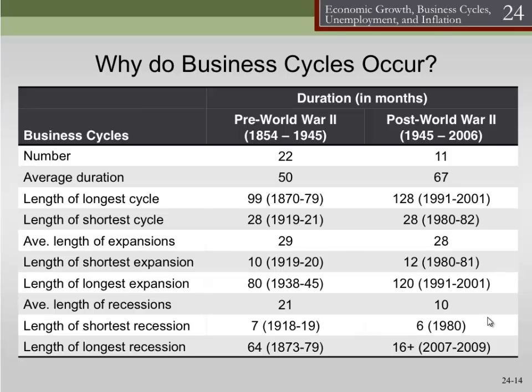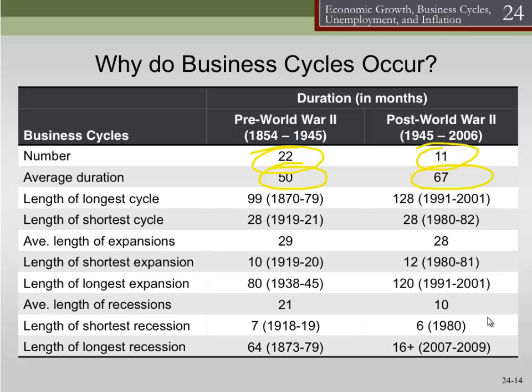So why do business cycles occur? To be honest, that's a really good question. Although we can see some data here that shows that business cycles seem to have gotten better. If we look at the pre-war period, 22 business cycles, average duration 50 months. Post-war, 11 business cycles, average duration 67 months. So we've added almost a year and a half to the average duration of a business cycle, and we've cut the number in half.